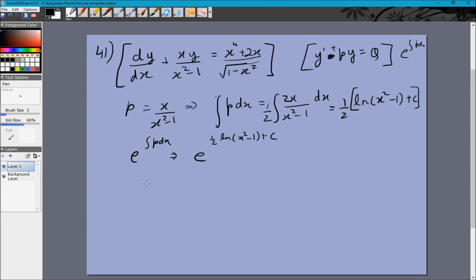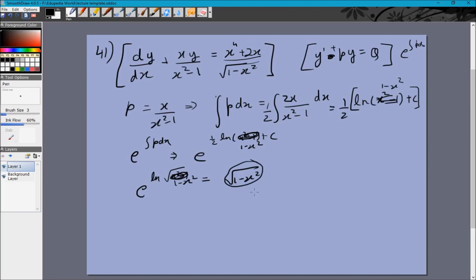So we will now write it as e to the power, and this is half of ln x squared minus 1 is ln of root of x squared minus 1. Or rather, since it's given that it's between 1 and minus 1, all of these should be 1 minus x squared, because the domain of ln x is positive. Ln root of 1 minus x squared, which is root of 1 minus x squared. So root of 1 minus x squared is the integrating factor.